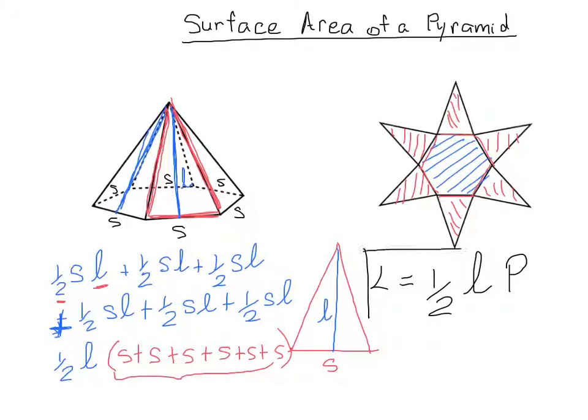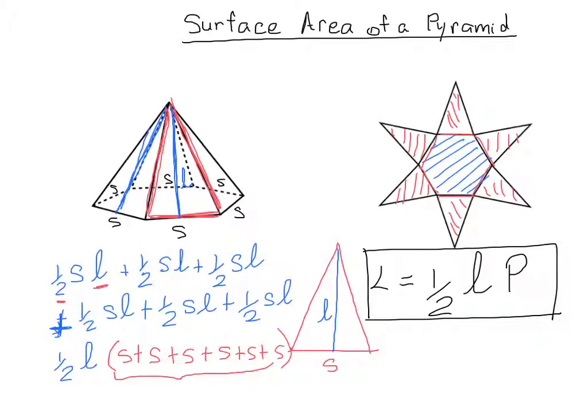And that is a formula that you should know and that you should be able to call upon whenever you need it. That is how you find the lateral area of a pyramid. And again, the lateral area is the triangles, the area of the triangles put together.